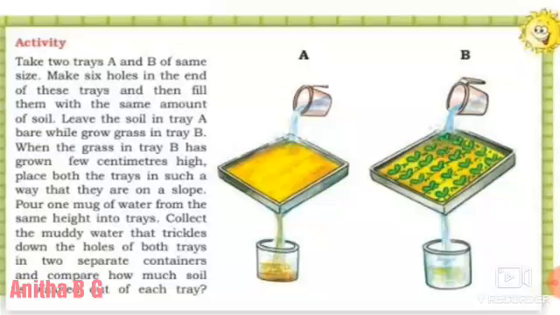See the picture. And pour 1 mug of water from the same height into the trays. Collect the muddy water that trickles down the holes of both trays in 2 separate containers and compare how much soil is washed out of each tray. So it is very easy. We can collect the mud, how much soil is washed out in the bare tray and the grassy tray. It is a very interesting activity. Dear students, you have to do it in your home.